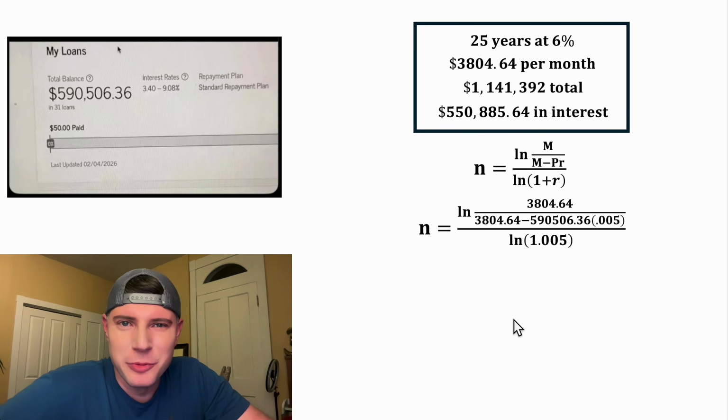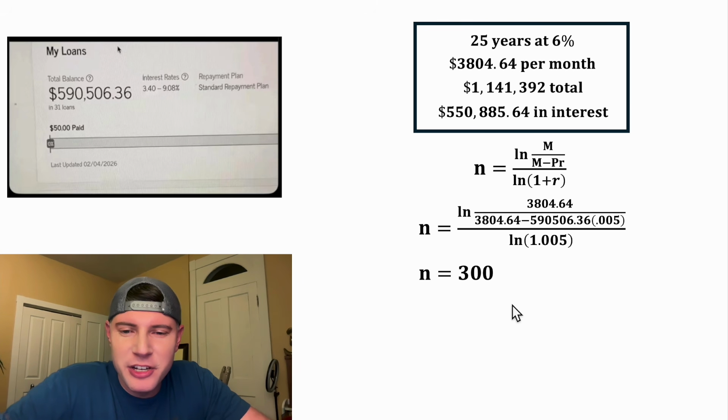Let's double check to make sure we did all the work right. In the place of the M's, I plugged in this monthly payment. In the place of the principal, I plugged in the total loan. And in the place of these R's, I plugged in the monthly rate of 0.005. After plugging all this into a calculator, you get 300. So we did do all of this correctly.